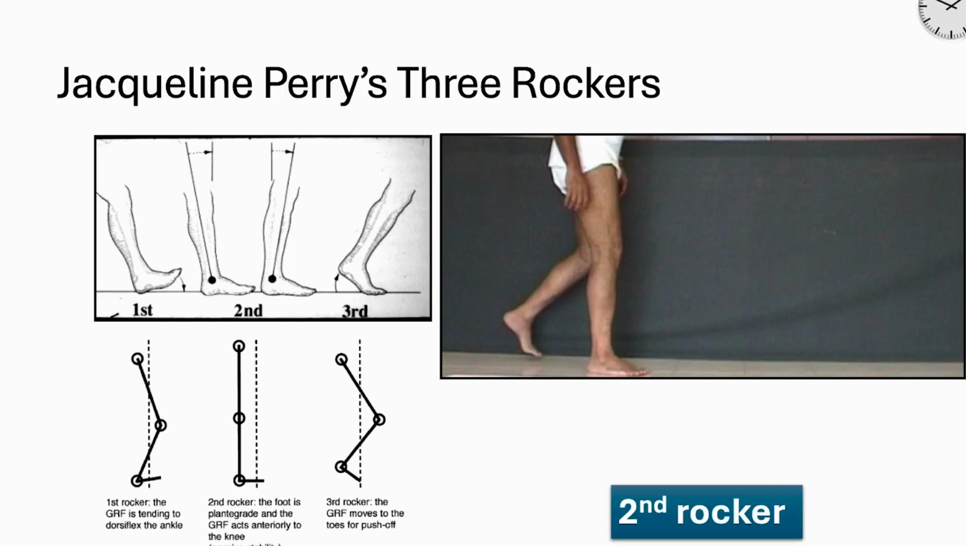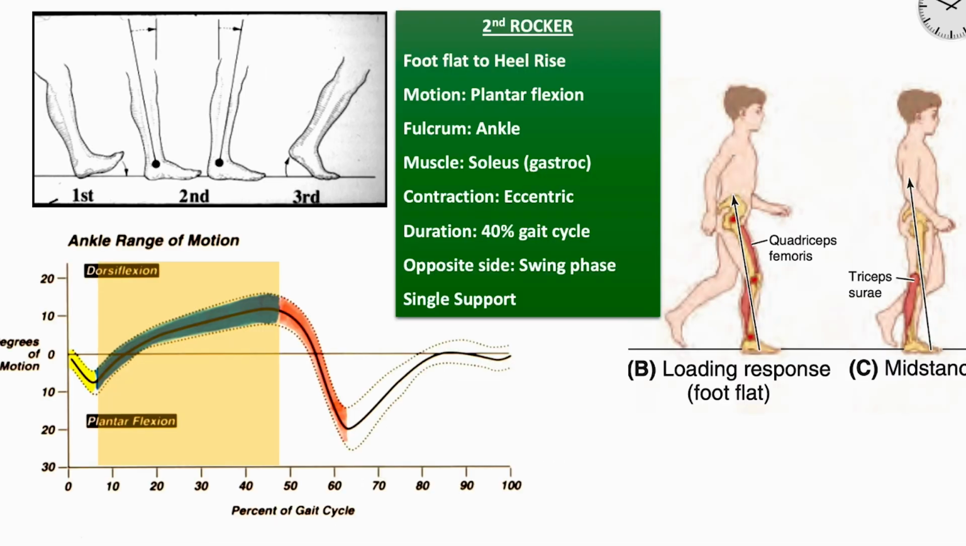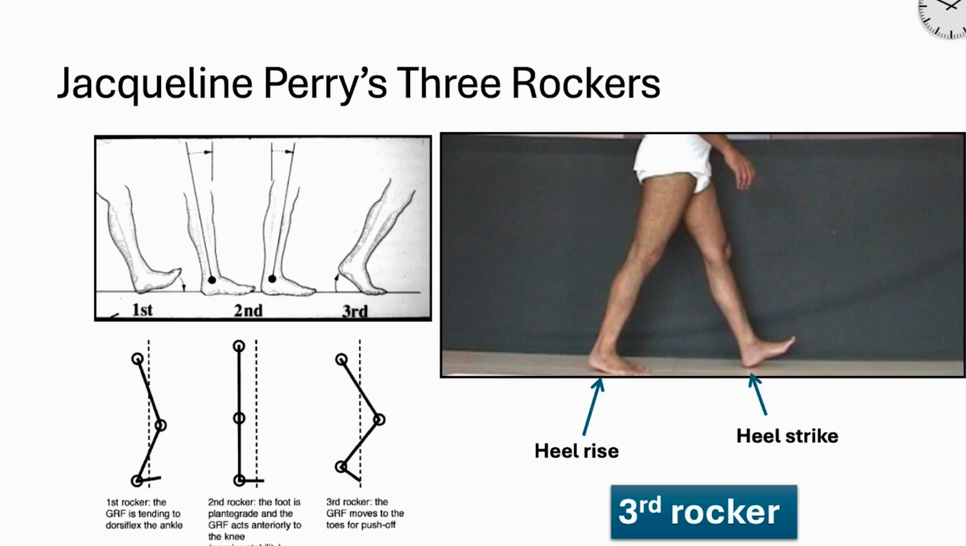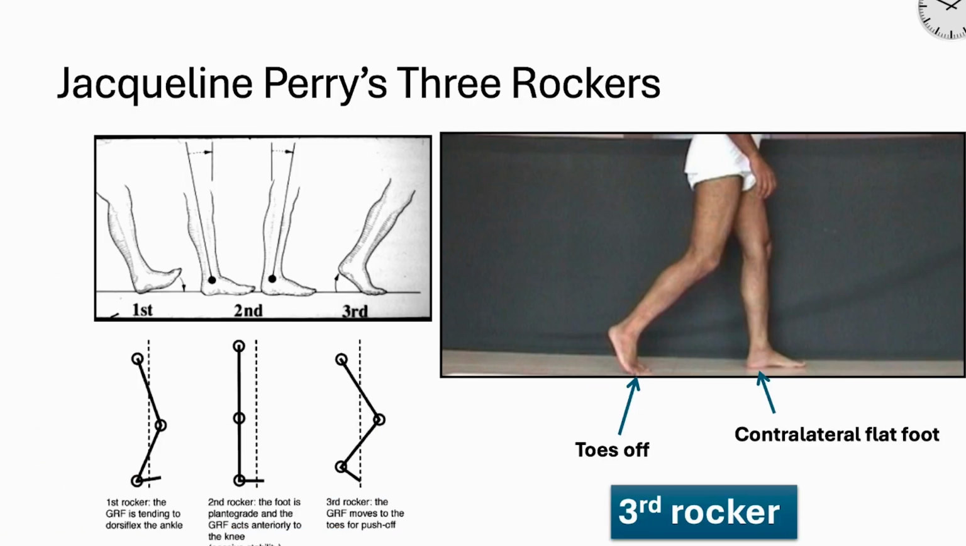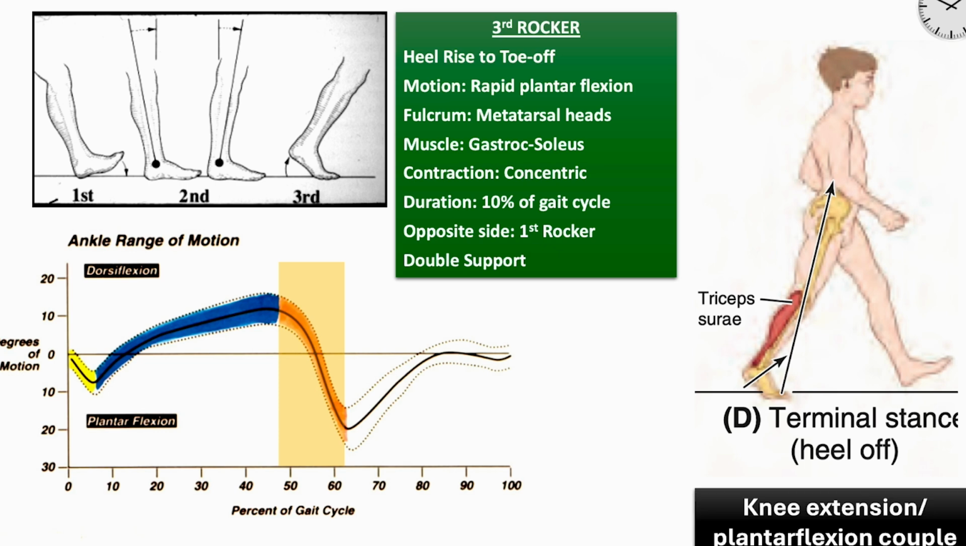Second rocker, foot flat to heel rise, 40% of the gait cycle. Soleus contracts concentrically at the end of this phase to initiate heel rise. Third rocker, heel rise to toe off, 10% of the gait cycle. Gastrocnemius soleus contracts concentrically for the knee extension ankle plantar flexion couple.